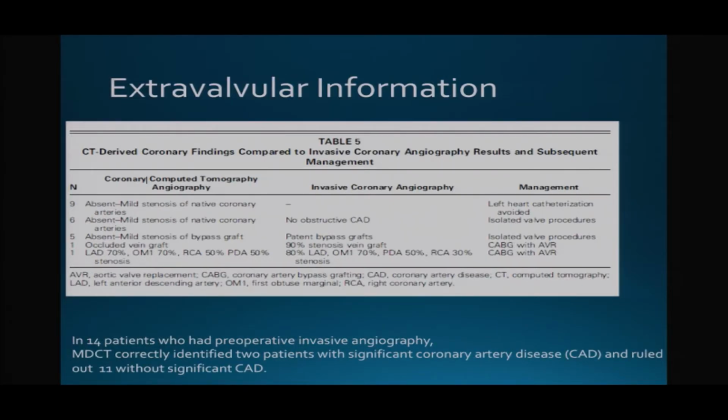But the most important thing that Dr. Mahmarian mentioned is the extravalvular information that we obtained from CT in terms of coronary angiogram. Like in our series, 9 out of 22 patients didn't have to go to the cath lab for angiogram, and to avoid a potentially more dangerous procedure in this very sick population.